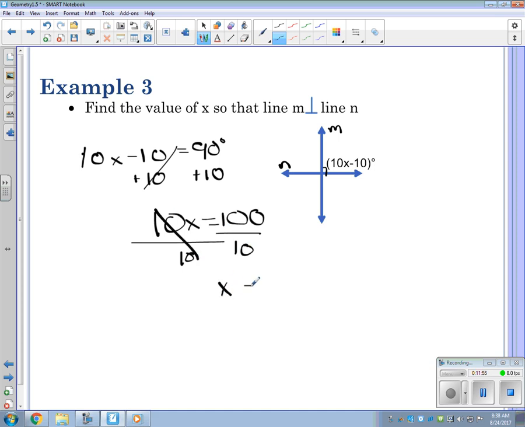And x is 10, kind of the magic number on this problem apparently. Then find the value of x. We have done that, so that is our final answer.